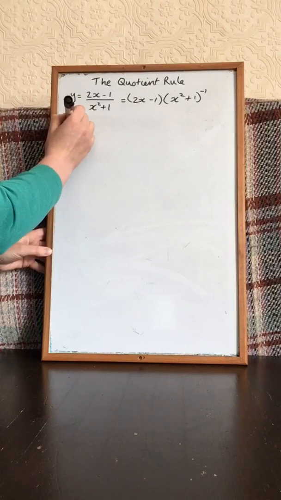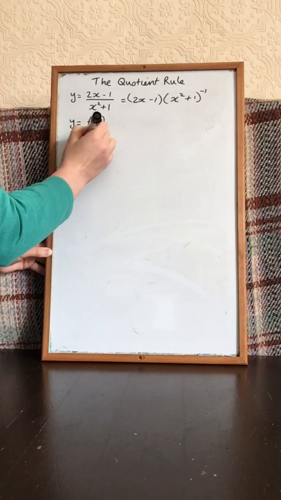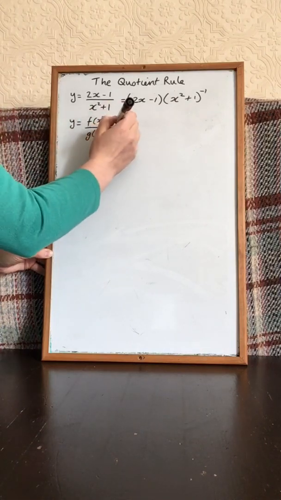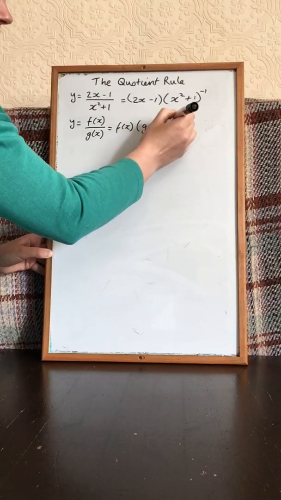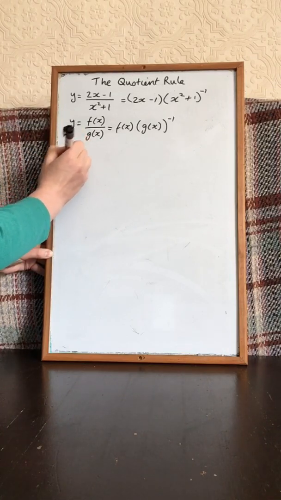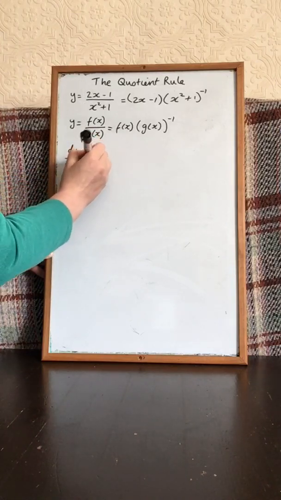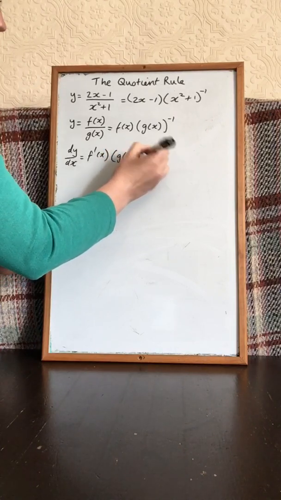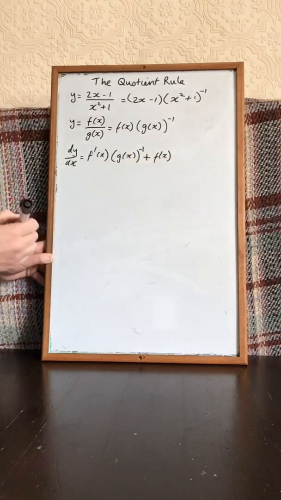So let's have y now as being some function f of x over some function g of x. Just as we went to do here, we can write that as f of x multiplied by g of x all to the power of negative 1. And then we can use the product rule on this to find dy by dx. So dy by dx, we're going to differentiate the first function and leave the second function alone, plus leave the first function alone and differentiate the second.